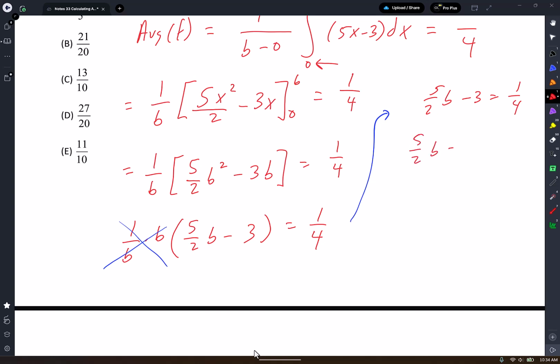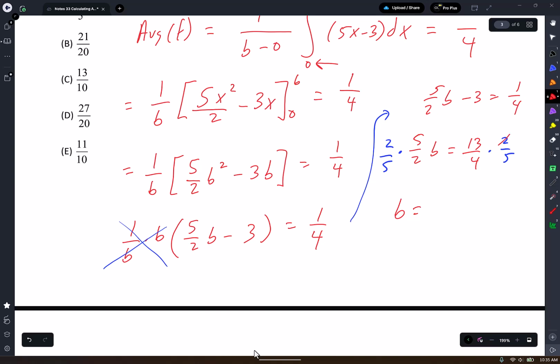5 halves b equals, let's see, 3 and 1/4. 3 times 4, 12, 13. Yeah, 13 over 4. And then how do I get the b by itself? Multiply by the reciprocal. Multiply by 2/5. Whatever you do on one side, 2/5. So here it is. B equals 2 goes into 4 twice. So 13 over 10.